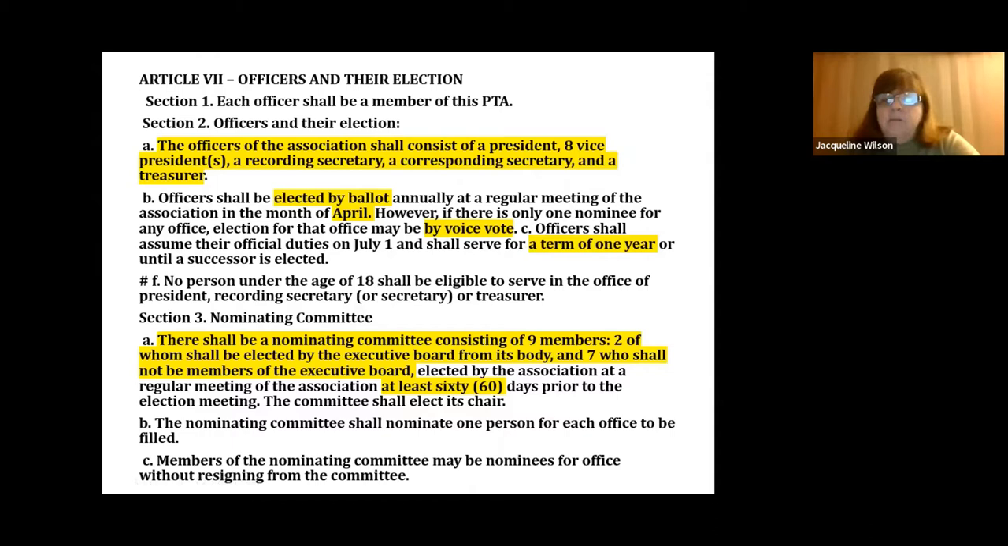And here's information on the makeup of the nominating committee. The nominating committee consists of 9 members, 2 of whom shall be elected by the executive board from its body, and 7 who shall not be members of the executive board, elected by the association at least 60 days prior to the election meeting. So all of this information is in your unit's bylaws. Every president, every secretary should have a copy of the bylaws at every meeting. Any unit member can ask to see a copy of the bylaws at any time. If for some reason you do not have a copy, you can go to your region bylaws chair, who will assist you in getting a copy.